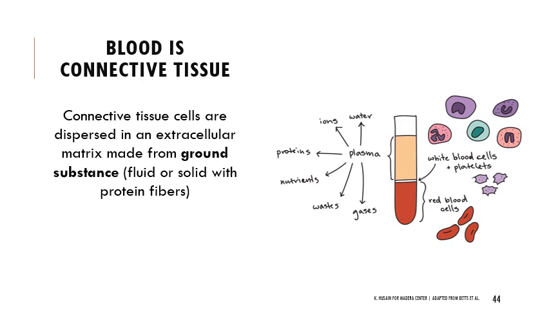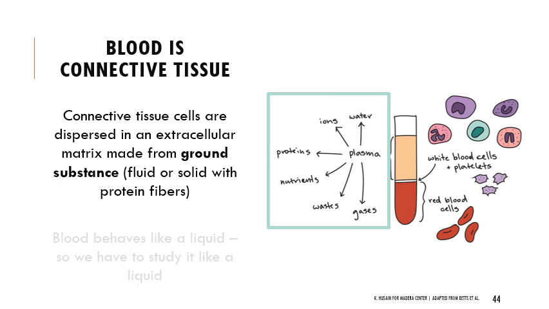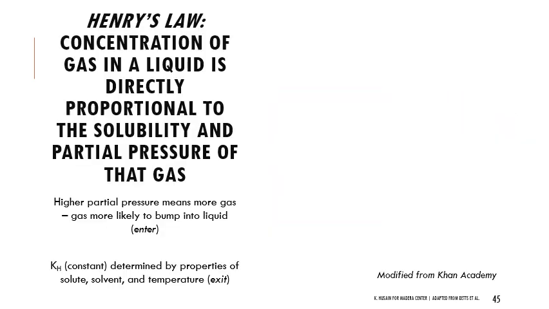So one thing to remember is that blood is a connective tissue, and when we look at this, we see that blood has plasma as its ground substance. Remember, it has cells, those leukocytes, thrombocytes, and erythrocytes that are dispersed in this plasma matrix. And so because that ground substance is a fluid, blood behaves like a liquid, so we have to study it like a liquid. And we're going to do that using something called Henry's law, which states that the concentration of gas in a liquid is directly proportional to the solubility and partial pressure of that gas.